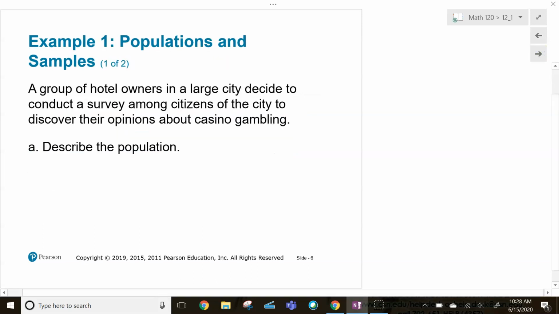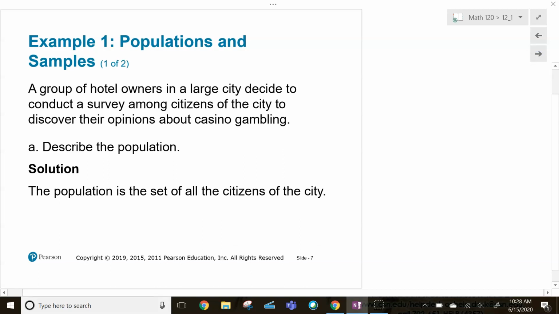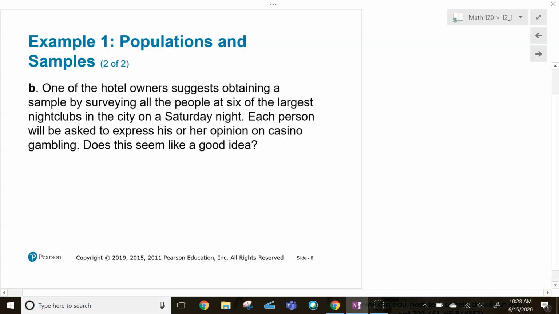For example, a group of hotel owners in a large city decide to conduct a survey among citizens of the city to discover their opinions about casino gambling. So what's the population? That's the set of all the citizens in this city, right? That's your whole population.